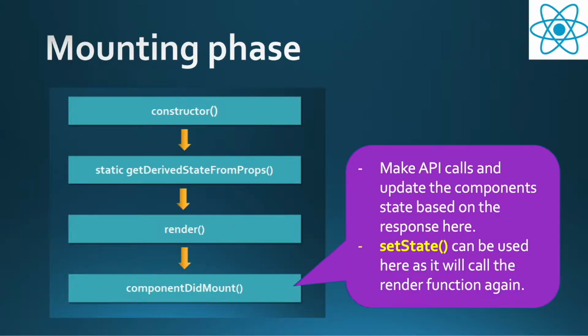In our mounting phase, when a component gets mounted, there is the constructor, then there is getDerivedStateFromProps, then the component is rendered, and then the function componentDidMount gets called. Now this function is our most important function, and this is where we make API calls and update the component's state based on the response. This is also where we use set state, and when we do set state, it will just update the component and hence call render again.